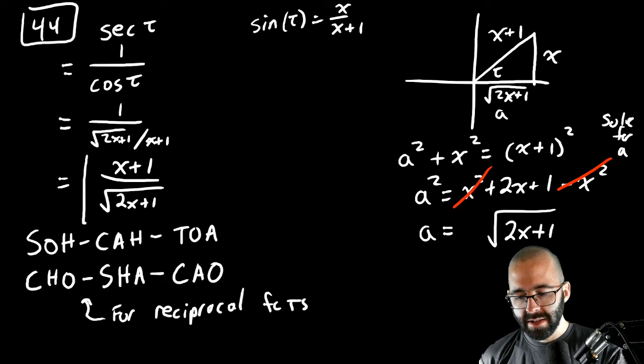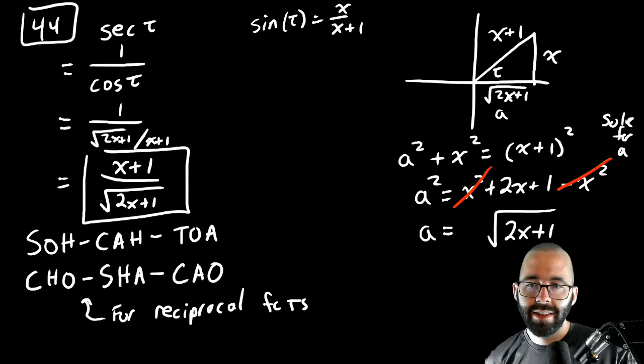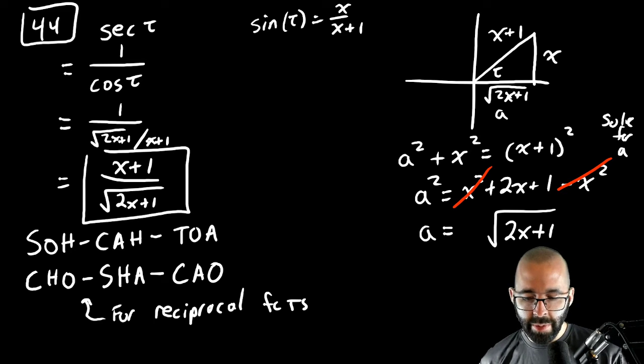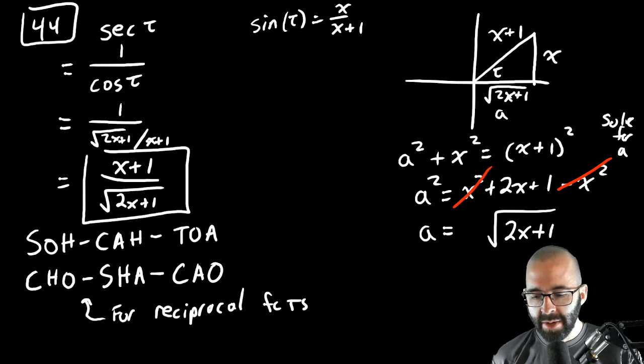Hypotenuse over adjacent is this. The book may want you to rationalize the denominator. I don't care. I think rationalizing the denominator here would make it really, really messy. I don't think it'd make it look nicer at all. So I'm not going to rationalize the denominator. There we go. I never rationalize the denominator anyway. Who am I kidding? That's going to be our answer.